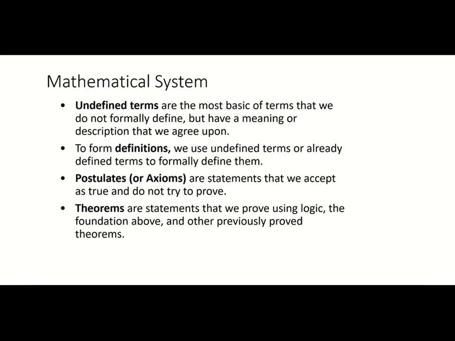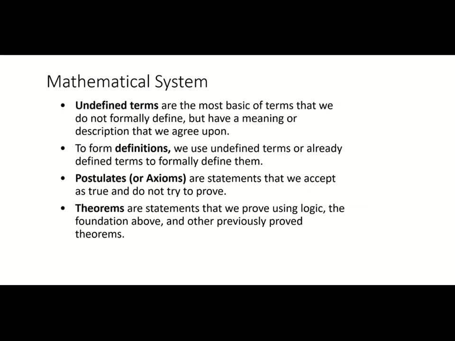And we mentioned on the last slide that the mathematical system is made up of 4 parts. We have undefined terms as our first part. Your undefined terms are the most basic terms that we do not formally define, but we have a meaning or description that we agree upon. It's kind of difficult to think of undefined terms as undefined because they're terms that we think of, we have a definition for.